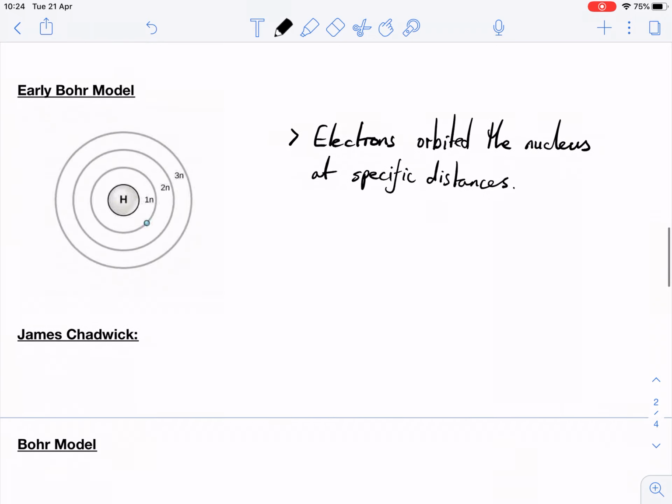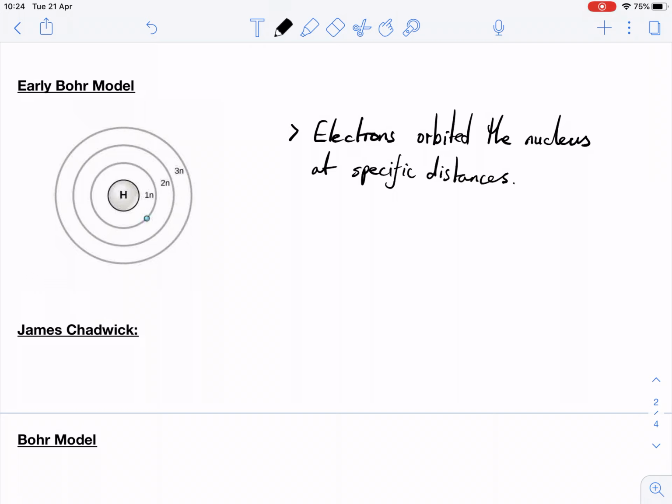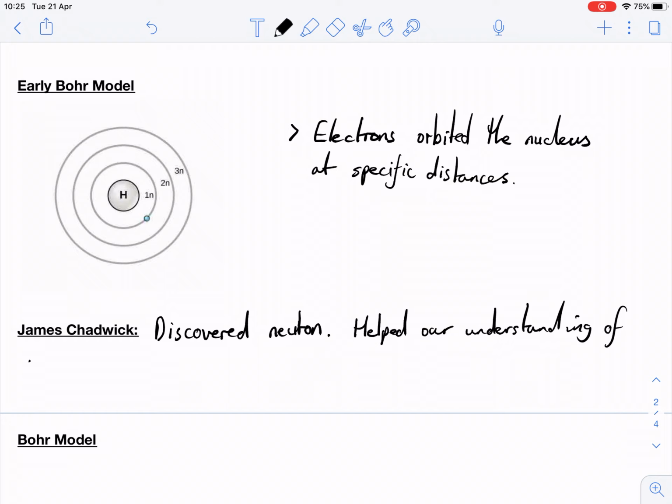Then a gentleman called James Chadwick came along, and James Chadwick discovered something very, very important. What James Chadwick discovered was the neutron. Again, you don't need to know about the experiment that he created in order to discover the neutron, but you just need to understand that he discovered the neutron, and that made further improvements to the model of the atom for two reasons. It helped our understanding of isotopes, so I'll just note that down as well.